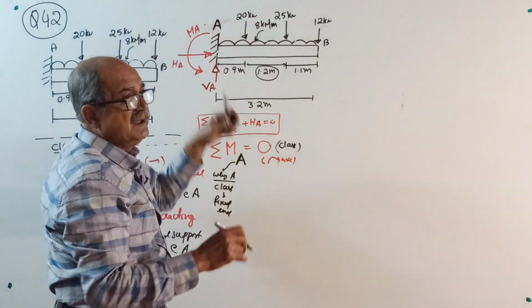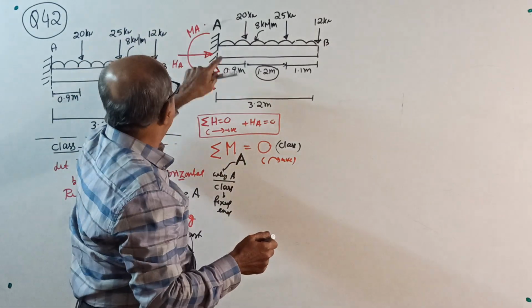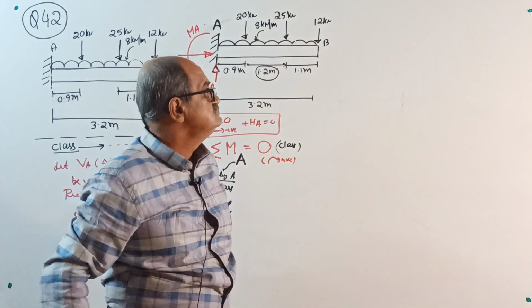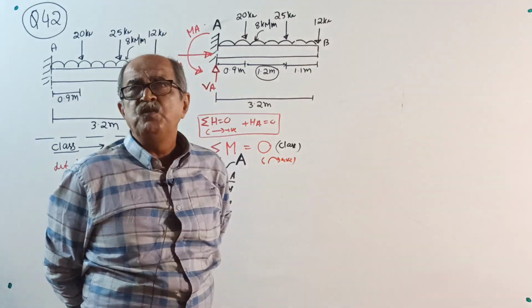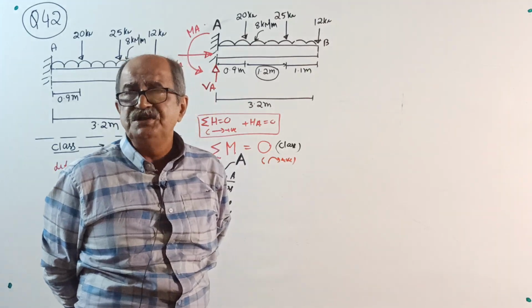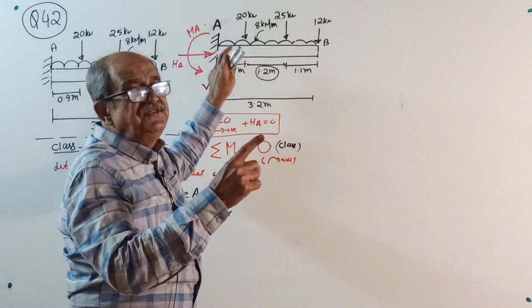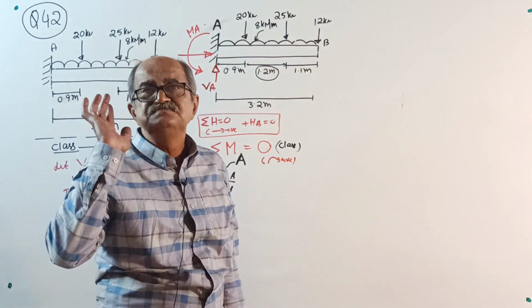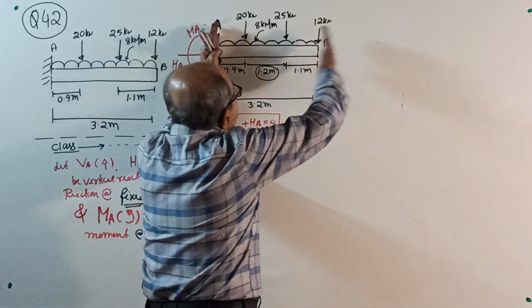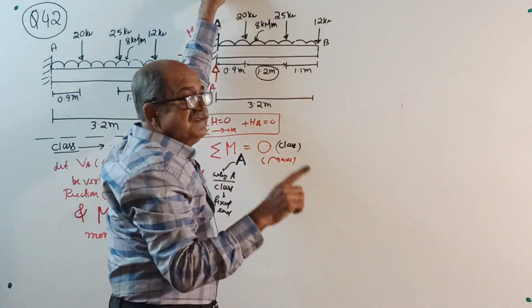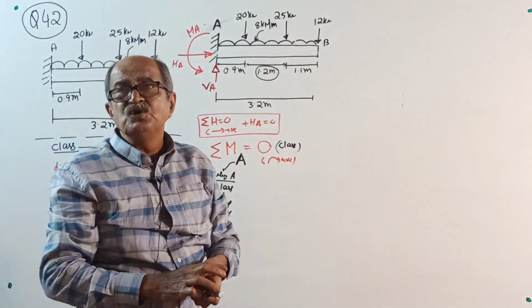Always take moment about the fixed end. Okay, put the finger here. Now, I will tell you for the last time. Later, when you go for bending moment calculation or shear force calculation, you have to consider only one side, either the right side or the left side. But remember, that is later, for shear force and bending moment.